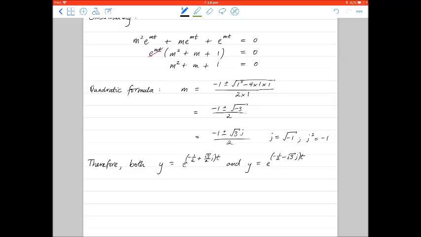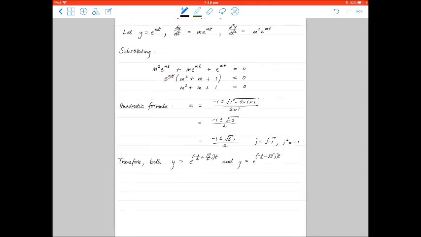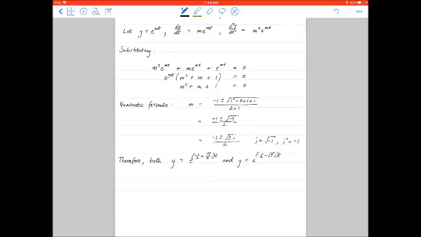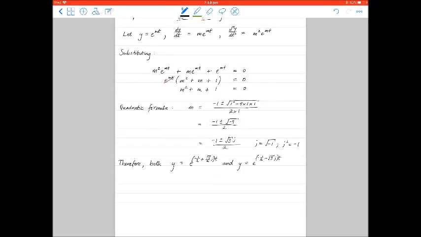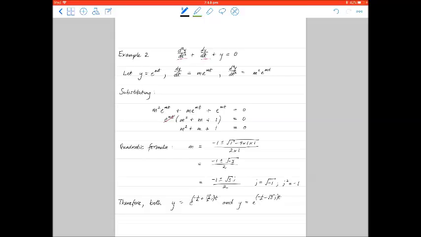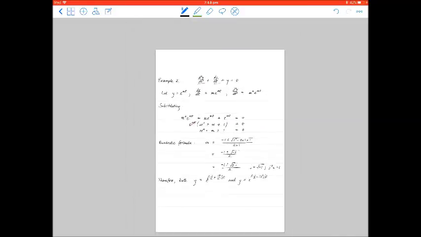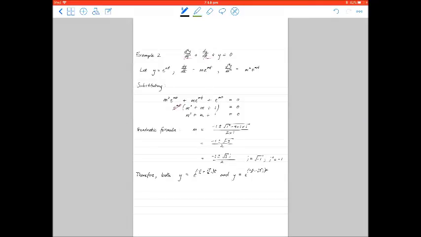Okay, so this is a nice segue into the next topic we're going to be talking about, which is complex numbers. We just saw the use of complex numbers in the solution of differential equations. Complex numbers are going to be very useful throughout this unit, so it's important that you understand the basics of complex numbers from earlier units in first year.